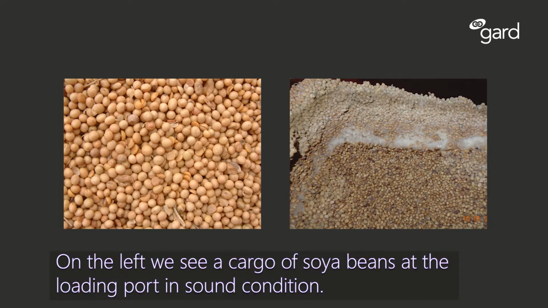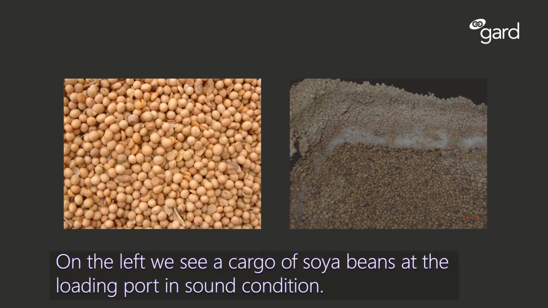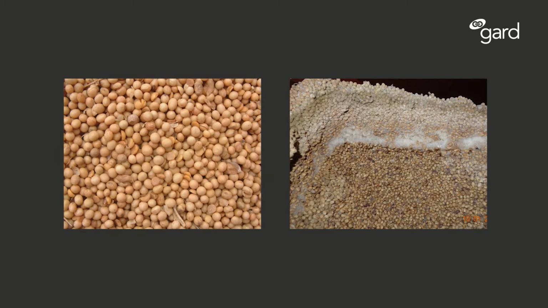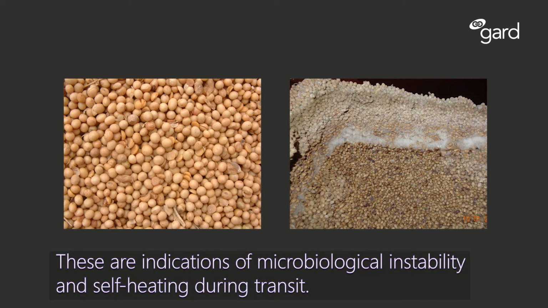On the left, we see a cargo of soya beans at the loading port in sound condition, and on the right is soya beans at the discharge port showing mold growth and caking. These are indications of microbiological instability and self-heating during transit. What we will be exploring with Tim is how and why this happens.